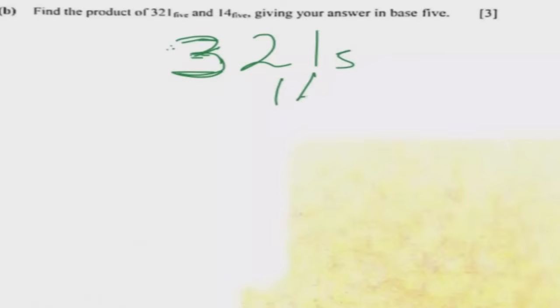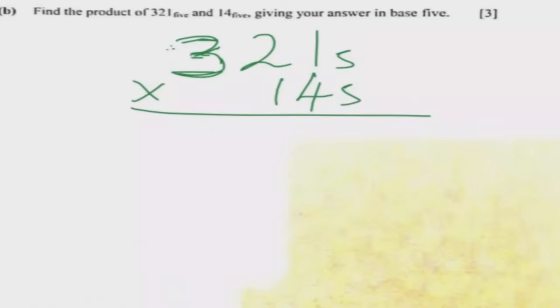The next question is question 2b, which is: find the product of 321 base 5 and 14 base 5. Give your answer in base 5. Okay, so what we can do now is write 321 in base 5 multiplied by 14 in base 5. So what we're doing is we're multiplying. So how do we go about it?